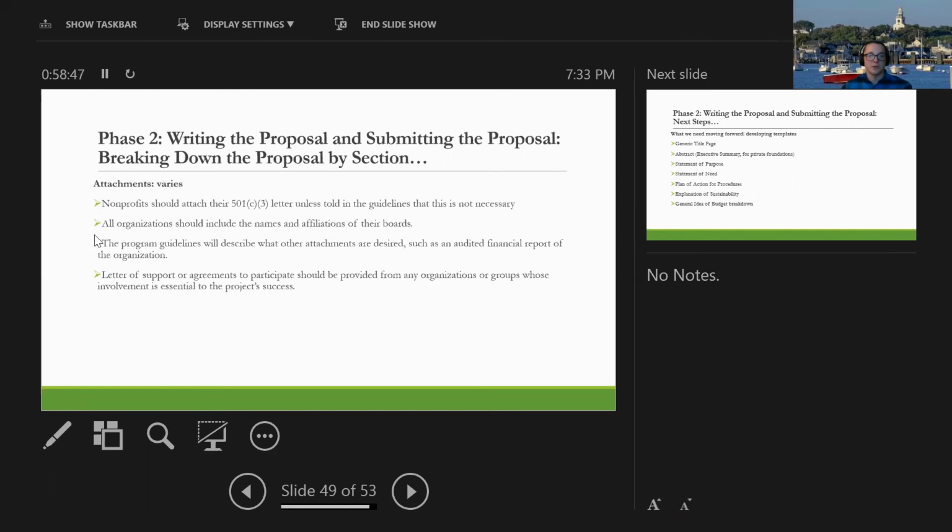All organizations should include the names and affiliations of their board. Yes, a lot of organizations are going to want to know that. That just shows, again, board member buy-in.